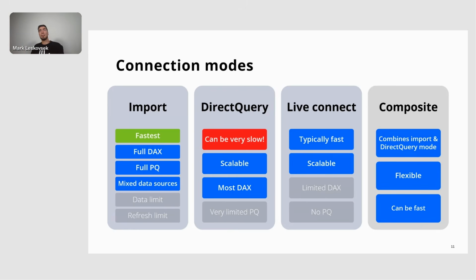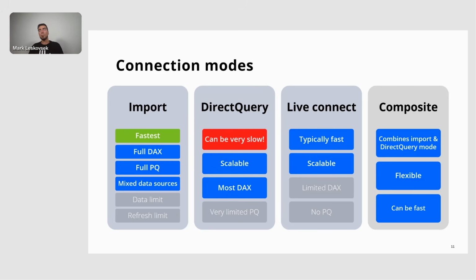And last is the type of model that is more and more common, and it has been getting quite some improvements, and these are composite models, right? Those can actually combine different types like import and DirectQuery, or even DirectQuery and Direct Lake. So the data lakes and so on are getting really popular these days. And you can make it really fast. It's a really flexible connection type.